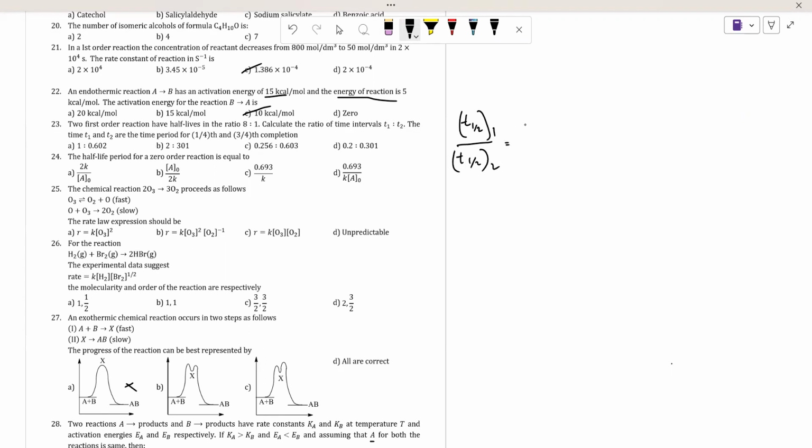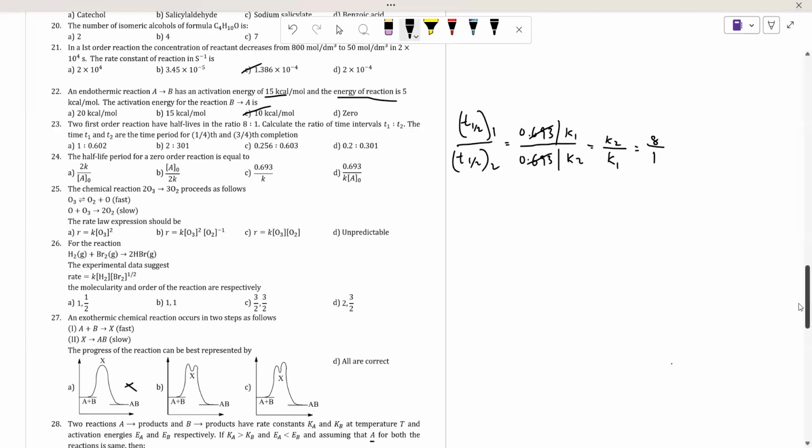We know the T half expression for a first order reaction, which can be written as 0.693 by K1 for T half 1, and similarly 0.693 by K2. So the 0.693 gets cancelled, and you will get a value of K2 by K1, which is equal to the ratio of 8:1. So this is the information that they have given in the question.